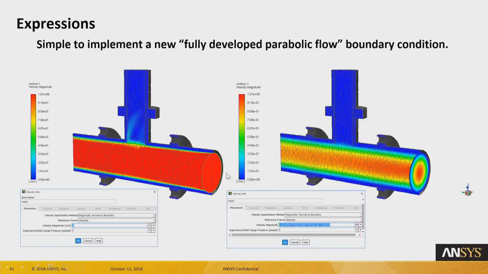On the right-hand side, we have the same case with a single expression that specifies the parabolic flow profile. We can see that the flow is developed as it comes to the T-junction region, and it is as such much more accurate.